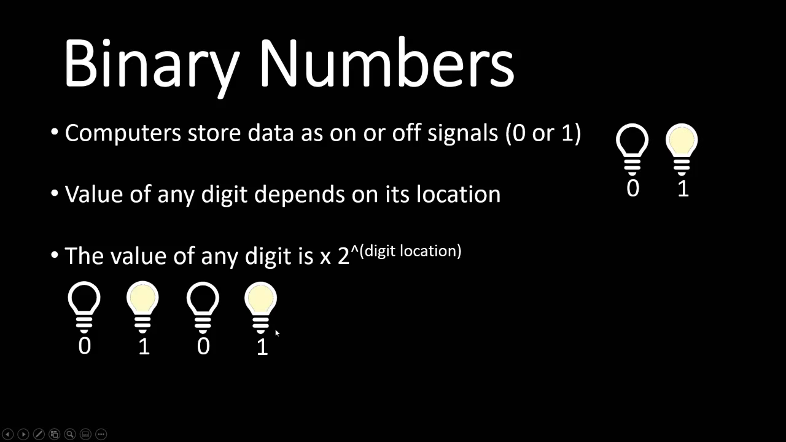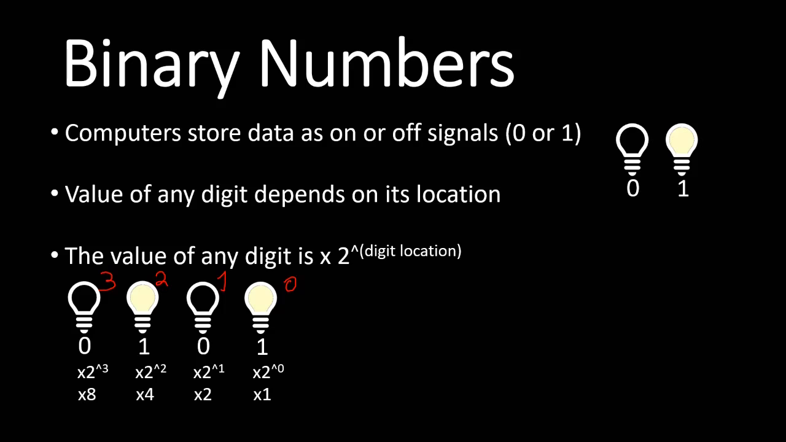And this one on means 1. We apply the same concept we used in decimal numbers, which says the value of this bulb equals whatever is here times 2 to the power of 3, because the location of this bulb is number 3. It all starts from here by 0, 1, 2, 3. So the value of this bulb is multiplied by 2 to the power 3. The value of this bulb is multiplied by 2 to the power 2, and this one 2 to the power 1, and then 2 to the power 0.